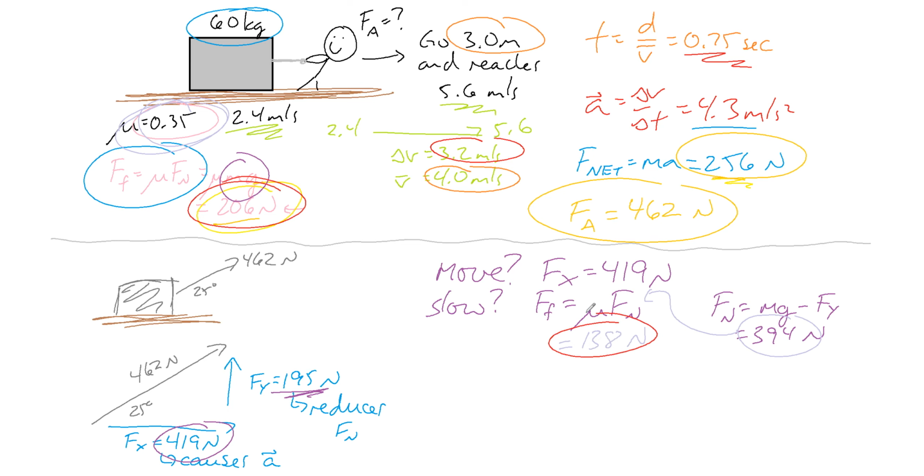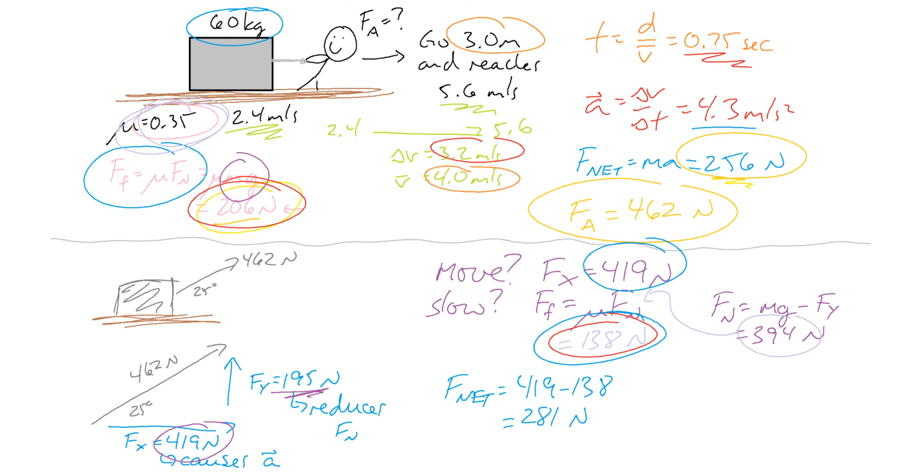Okay, now it's pretty much the same thing. How much is trying to move it? Well, 419 is trying to move it. That's what I have right here. How much is trying to slow it down? 138. So I'm going to take those two together and I can find my net force. My net force would be that 419 take away 138. So now I've got a net force of around 281 newtons.